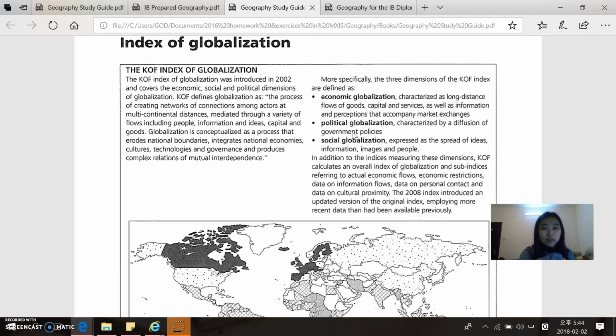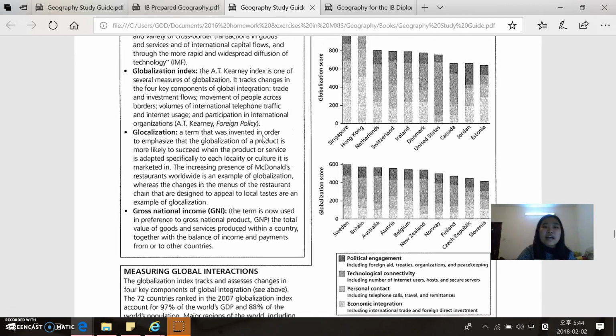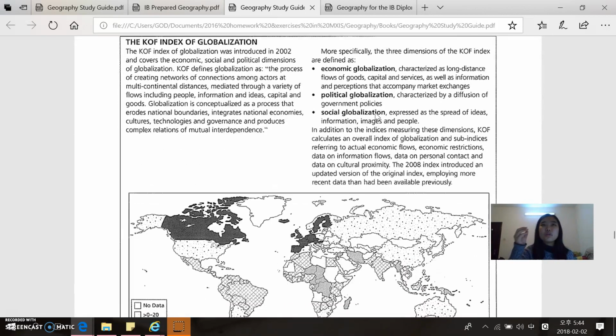So it's not only about the money anymore, the goods, capital, services. It's also about how your ideas change, your upcoming market changes. Like McDonald's, that's actually related to globalization over here. It just says that a product is more likely to succeed when it adapts to the locality or a distinct culture. Like the transformation of McDonald's, or how the introduction of Western food into China has certainly made people more used to Western food. More and more younger generation people are enjoying Western food. So that's one of the information and perceptions that accompany market changes.